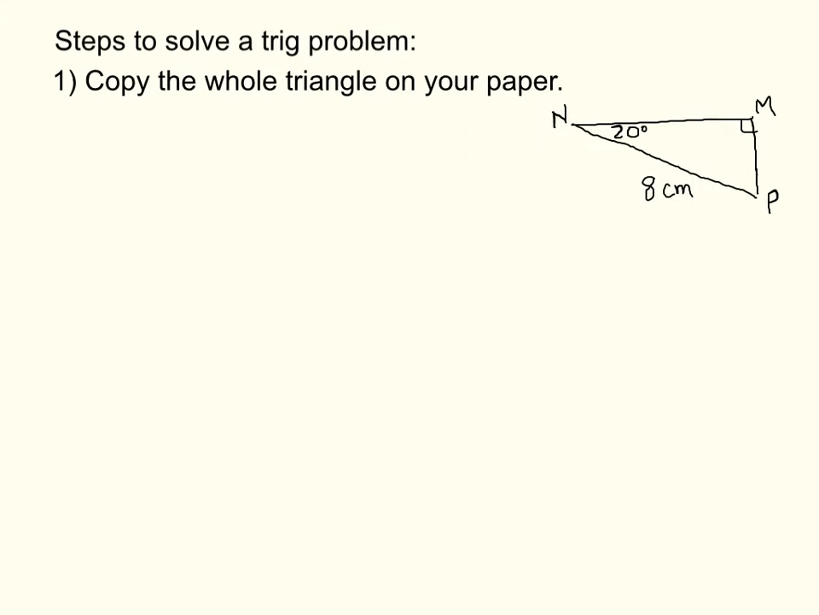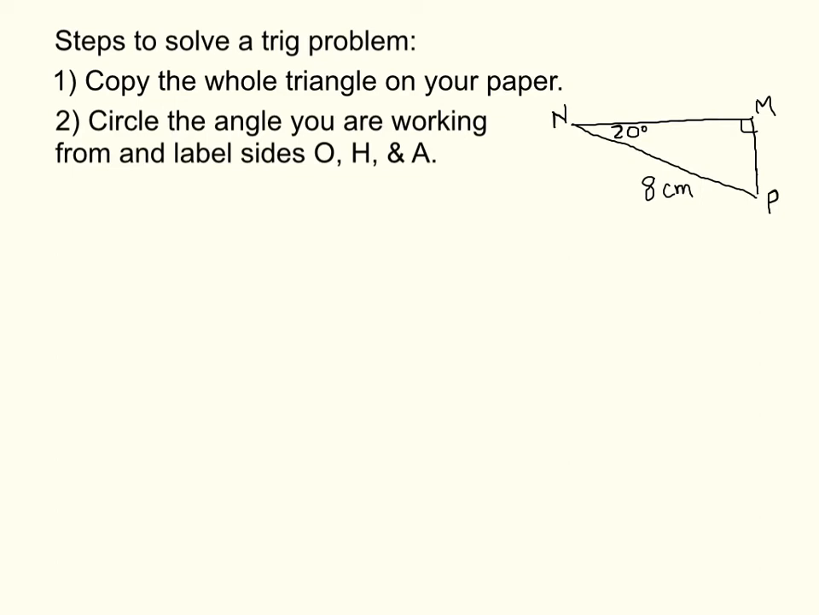Okay, so I've come up with 5 simple steps to help any person solve a basic trigonometry problem. And so the first step is to copy the whole triangle on your paper. So here I have an example triangle, triangle NMP. We know that the angle measure is 20. We know that the side length here is 8, and we have the right angle right there.